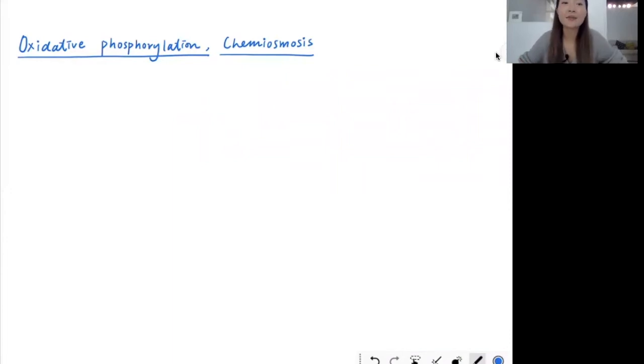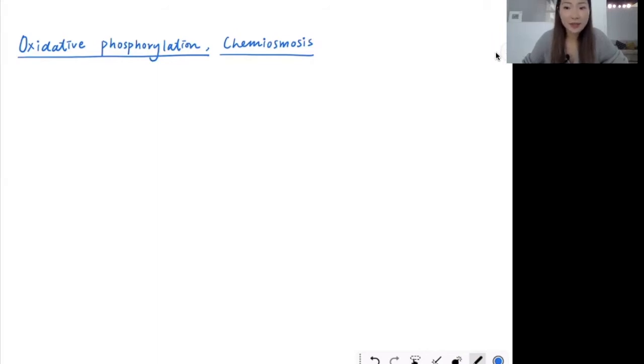So today, as the title suggested already, we're going to look into the oxidative phosphorylation and chemiosmosis process, which is technically the last stage in aerobic cellular respiration. This process happens inside the mitochondria, specifically on the inner membrane of the mitochondria. It is a very important process that helps us to make energy.